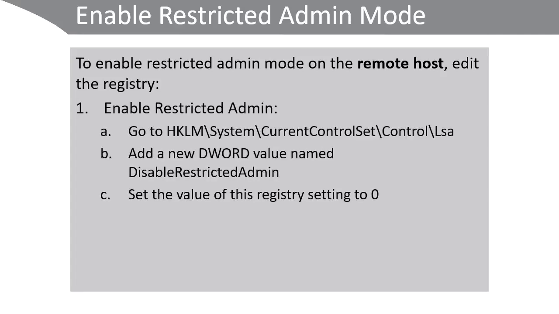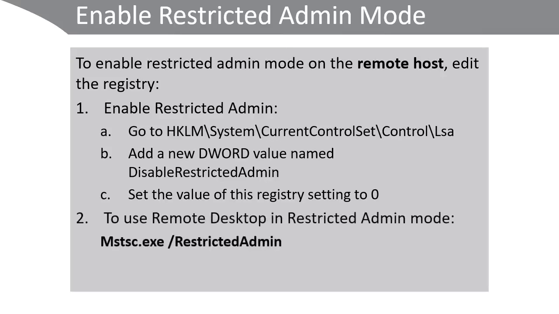Go to HKLM, System, CurrentControlSet, Control, LSA, and then add a new DWORD value named DisableRestrictedAdmin. Set the value of that to 0. Then, to use Remote Desktop in Restricted Admin Mode, initialize the Remote Desktop program with the /RestrictedAdmin switch.